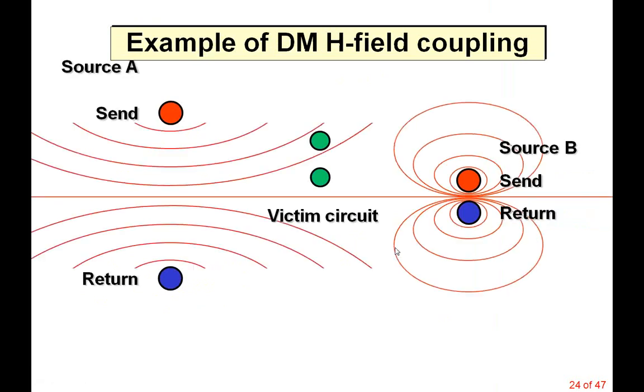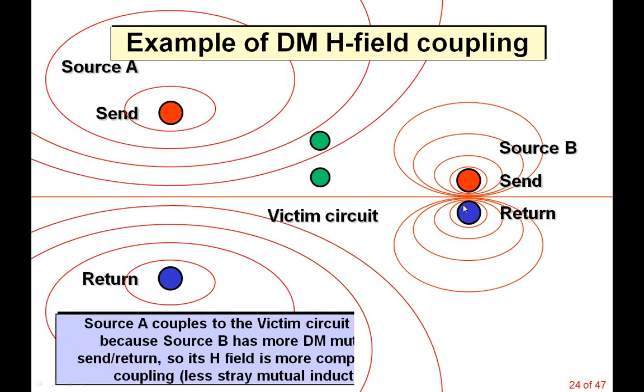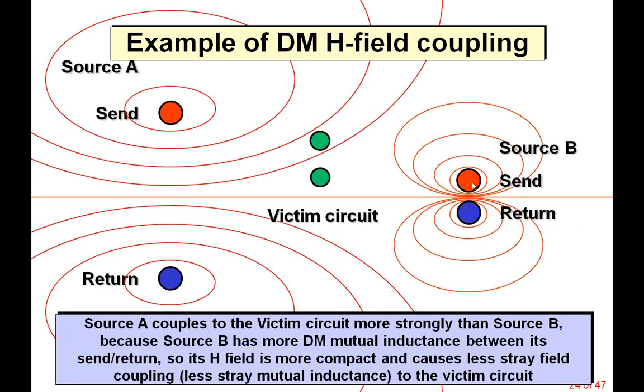Here's an example with magnetic field coupling. Again, source B has the two wires closer together, has a more compact field pattern, couples less noise with the victim circuit than the exact same situation, except that the wires are further apart. Or they could be PCB traces, of course.